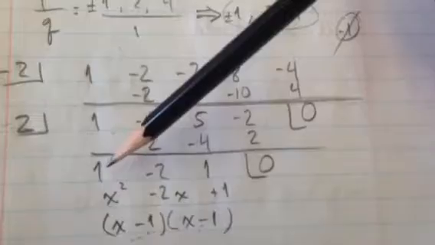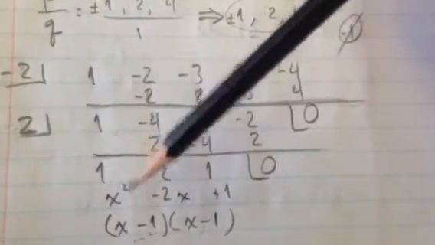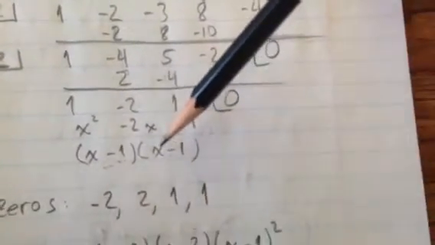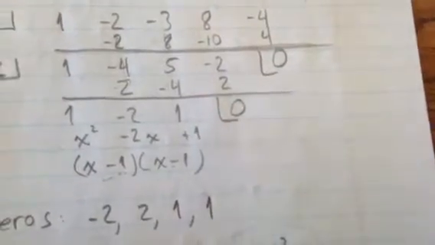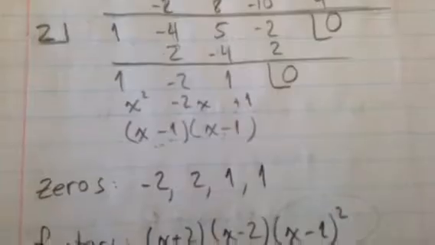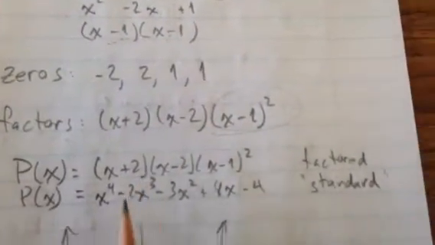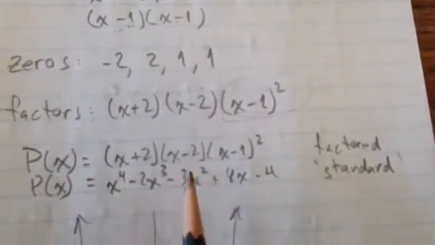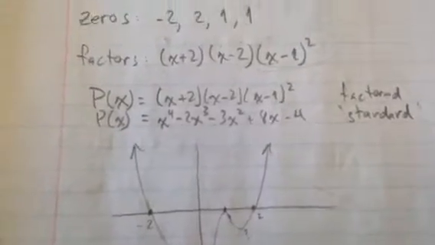Now we're going to find the other two by looking at this quadratic factor down here, x squared minus 2x plus 1. That does factor, hallelujah, to x minus 1 times x minus 1. So our two zeros there are 1 and 1. So there's the list of zeros. Here's a way to write it in factored form, and here's what it looks like in standard form. So there's two different ways to write the equation, and the graph looks like this. So we found out a lot of information there.